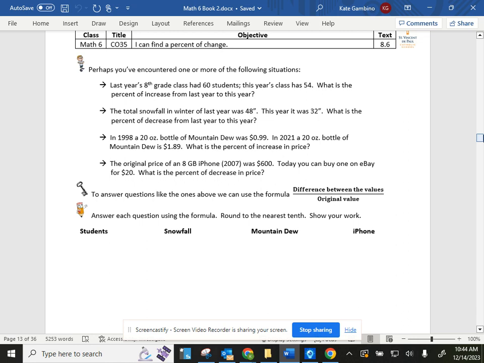Good morning. Today we are doing our last objective, CO35. I can find a percent of change. So perhaps you've encountered one or more of the following situations.